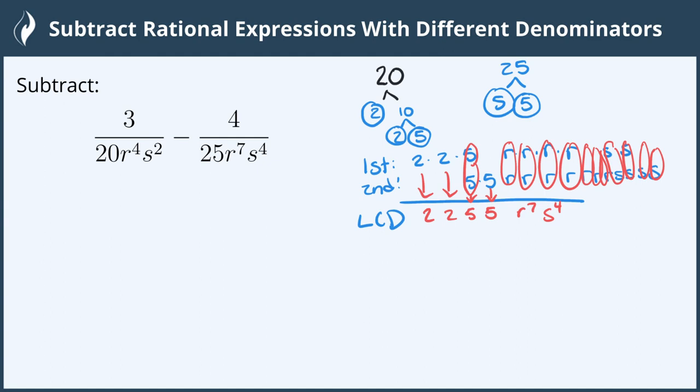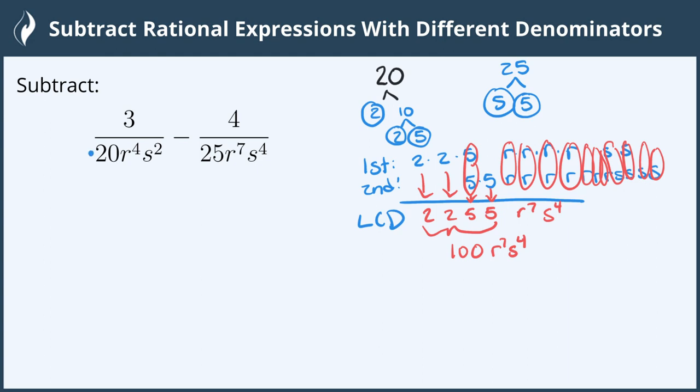And now we can multiply our numbers here. So we get 100 times r to the 7th, s to the 4th. And this is the lowest common denominator. Now we need to find a way to multiply the denominators to get to the lowest common denominator.